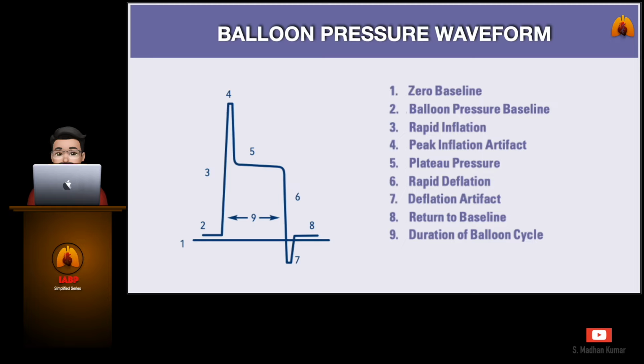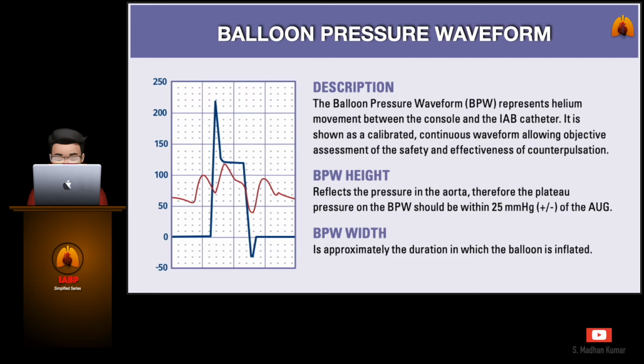The balloon pressure waveform's height, or amplitude, is very important to determine bradycardia, tachycardia, hypotension and other possibilities like helium gas loss, catheter kink and sustained inflation. The balloon pressure waveform represents the helium movement between the console and the IAB catheter. It is shown as a calibrated continuous waveform allowing objective assessment of the safety and effectiveness of counterpulsation.